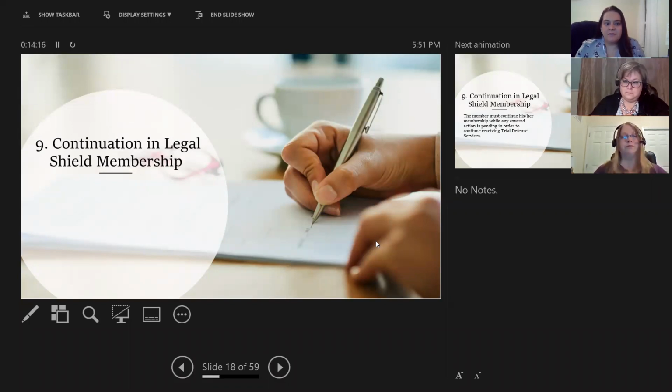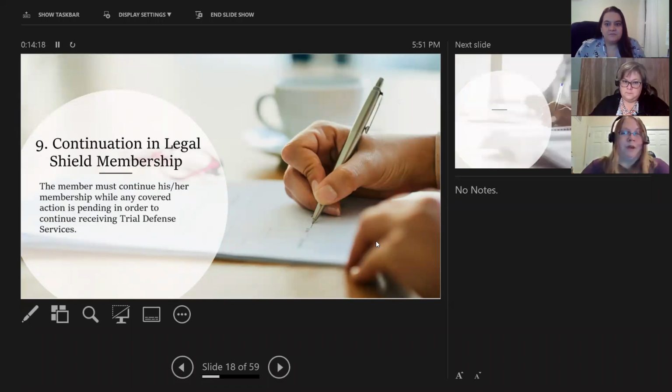Continuation in LegalShield membership. Like I previously stated at the beginning, the member has to continue their membership while any covered action is pending in order to continue receiving the trial defense services. So they have to stay a member for the duration of the lawsuit. And if this is referred to our private side or to another attorney taking the matter, they do ask us to check. So we do check to make sure the member continues their membership.